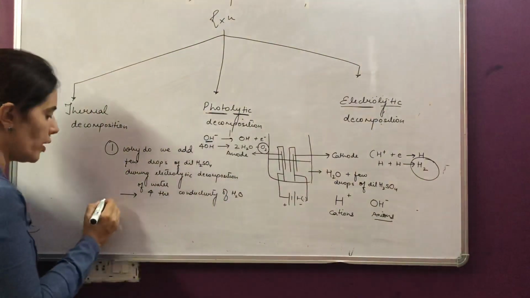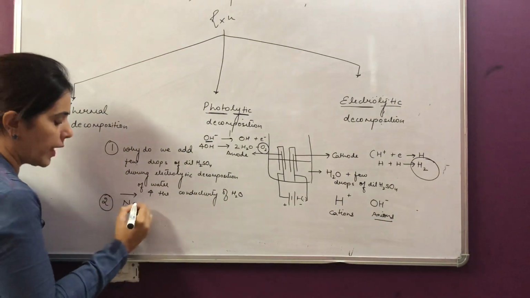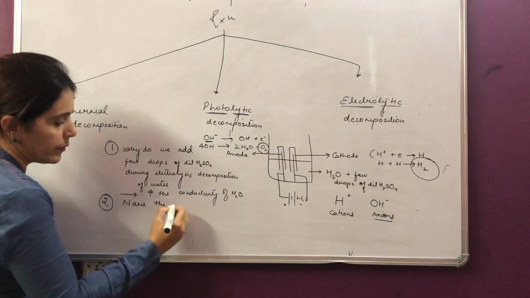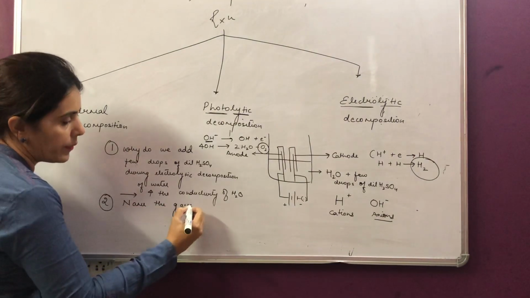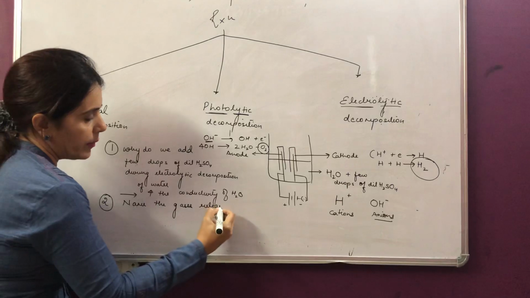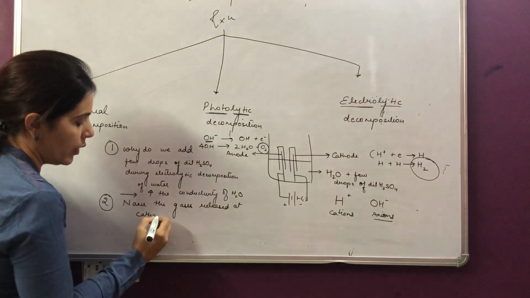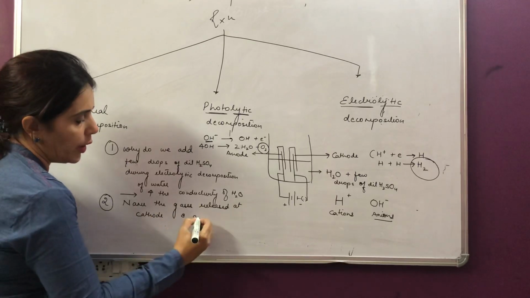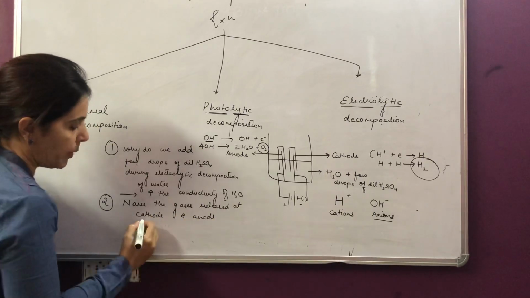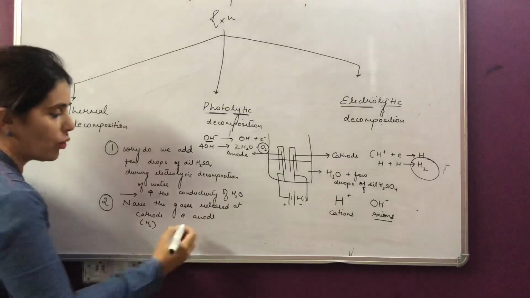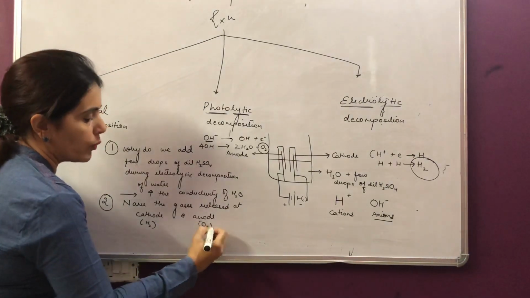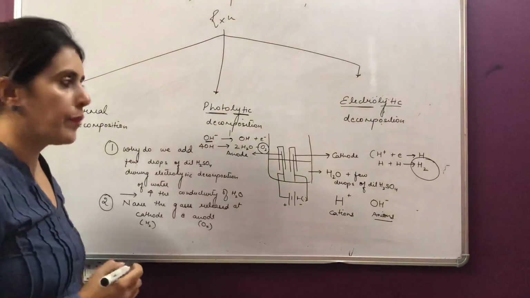So the second question asks, name the gases released at cathode and anode. So cathode pe who was coming out? H2 and anode O2. Right.